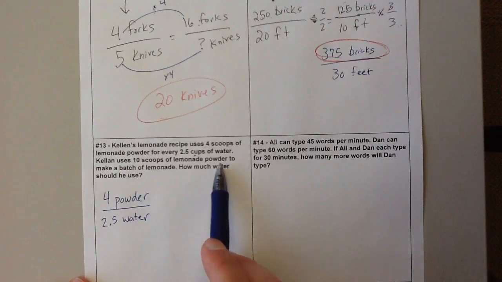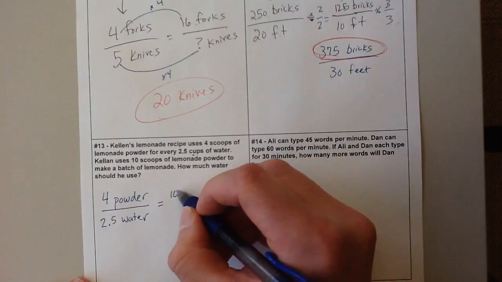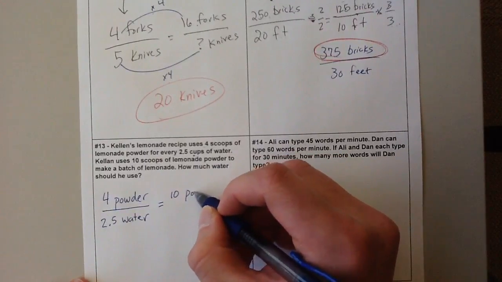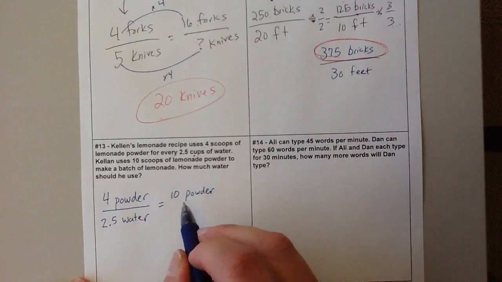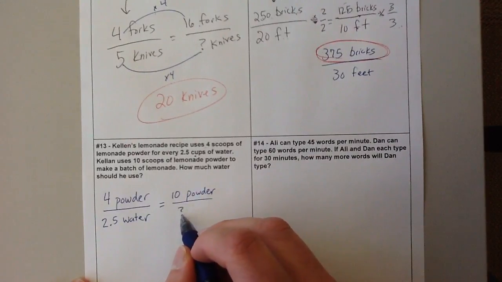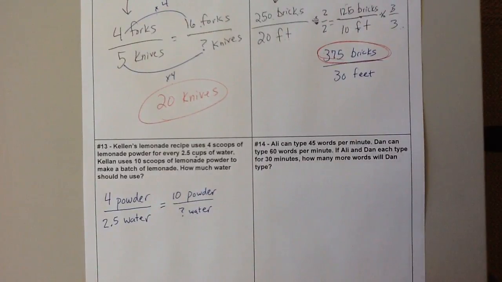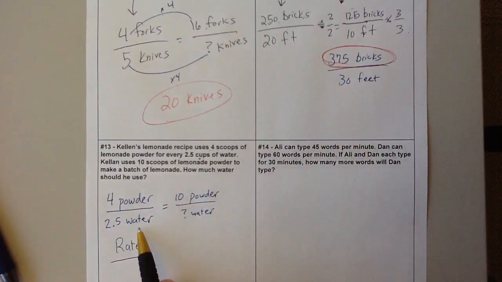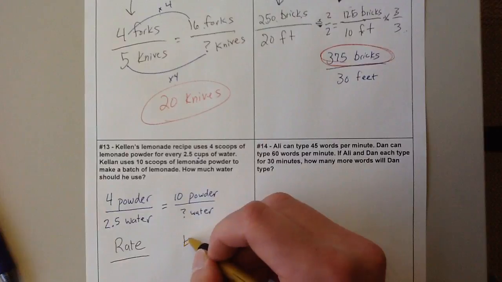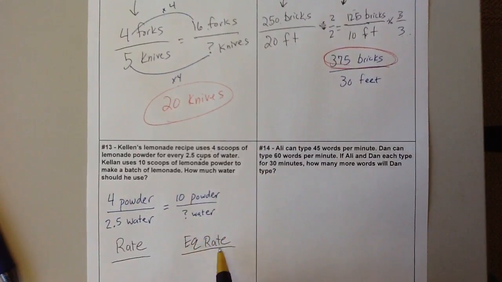Kellen uses 10 scoops of lemonade powder to make a batch of lemonade. How much water should he use? Okay, so this is my rate, the rate given to me in the problem: 4 powder for every 2.5 water. This would be an equivalent rate. I'll just put EQ, equivalent rate.